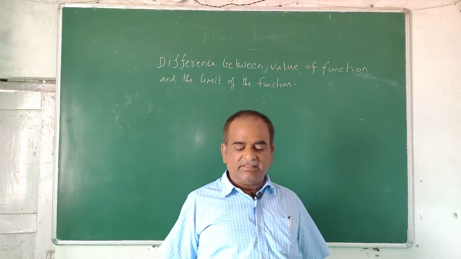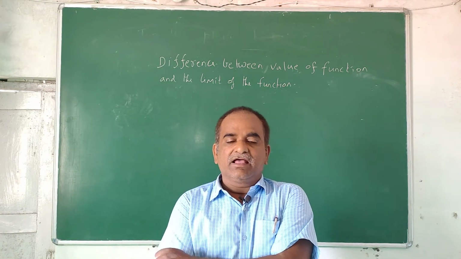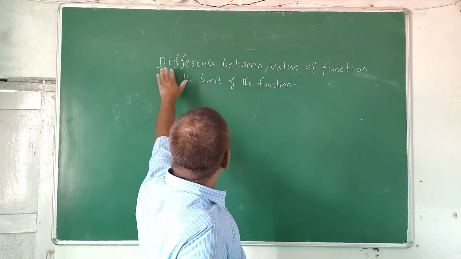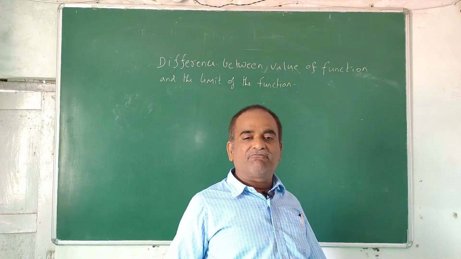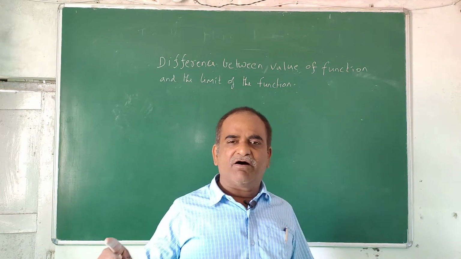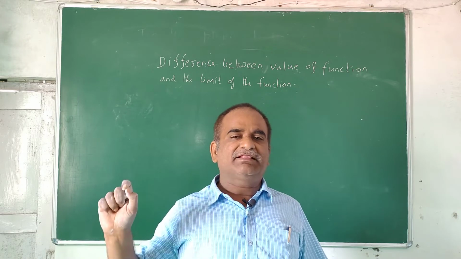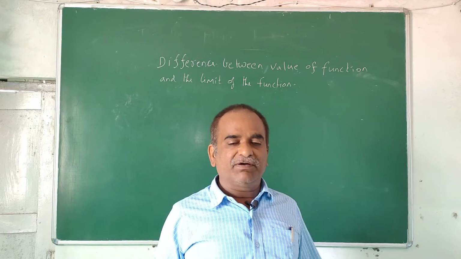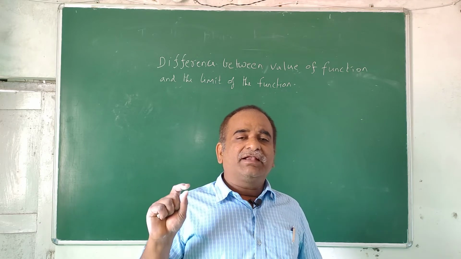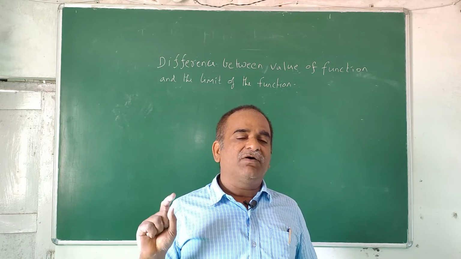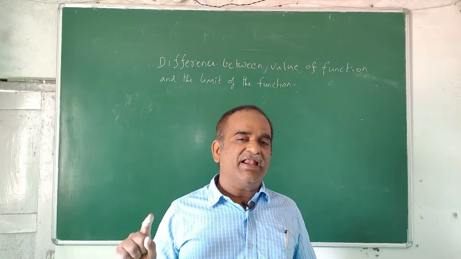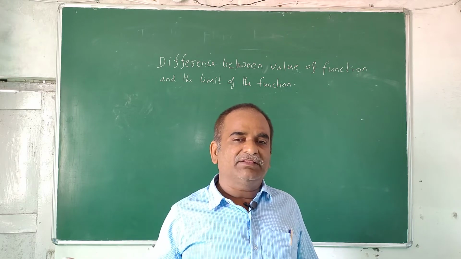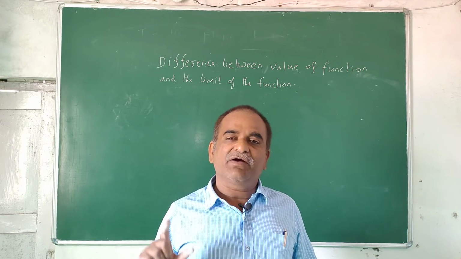So dear students, in this present discussion, I am going to clearly discuss the difference between the value of a function and the limit. Value of function means, say, f of x is equal to x plus 1. I am taking a simple example and telling what the value of function is. Suppose f of x is equal to x plus 1. What is the value of function when x is equal to 1? Which is f of 1, which is 1 plus 1, which is 2. That is called the value of the function.